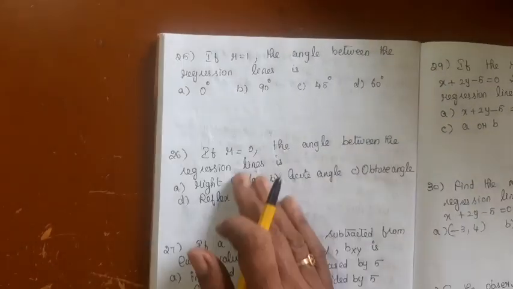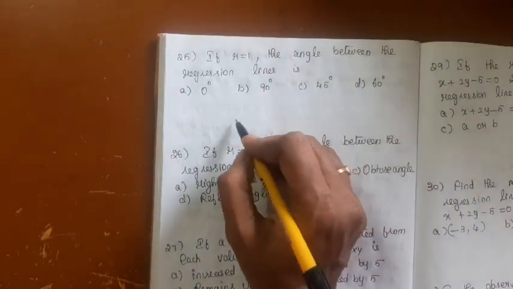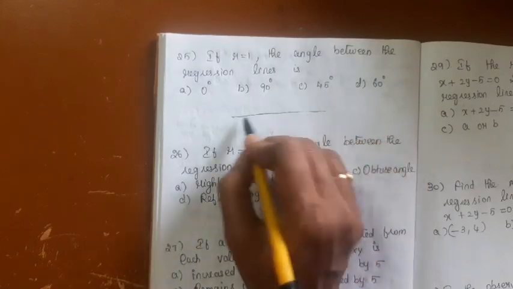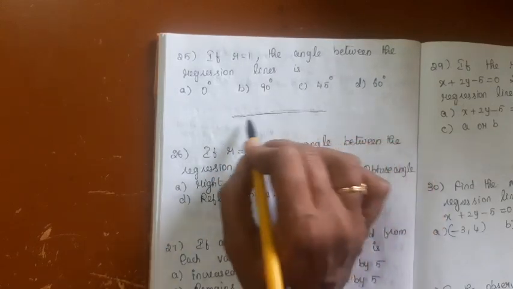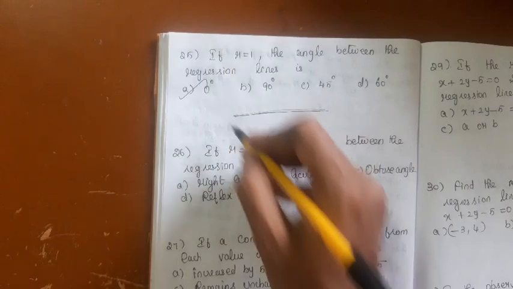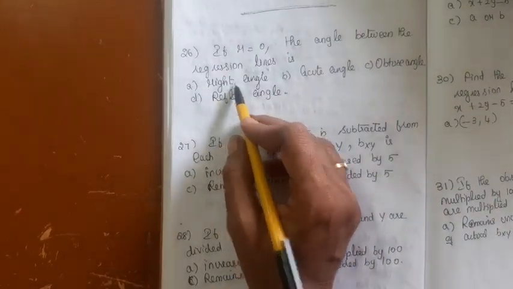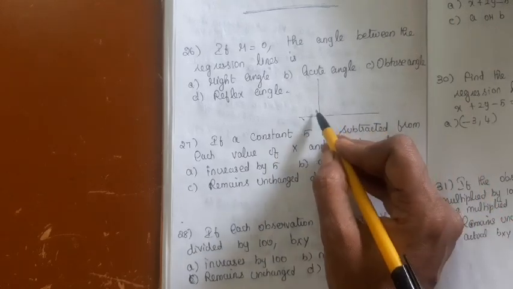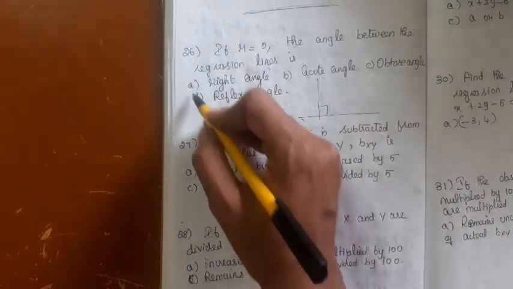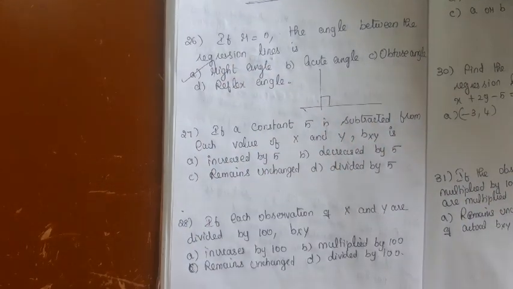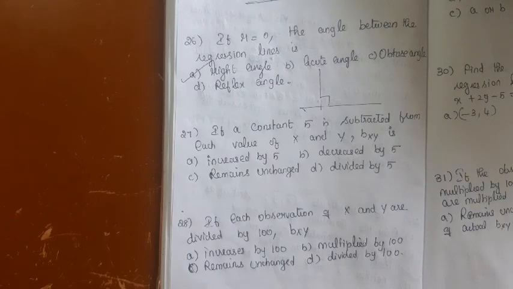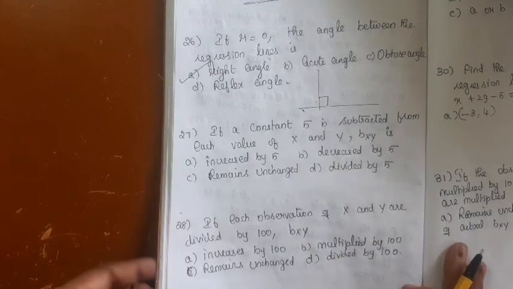If R is equal to 1, if the correlation is perfect, the two regression lines coincide. What will be the angle between the two regression lines? Nothing. 0 degree. If R is equal to 0, the angle between the regression lines will be perpendicular. So what is the angle between them? It is not acute, it is not obtuse, it is not a reflex angle, it is a right angle. Okay.